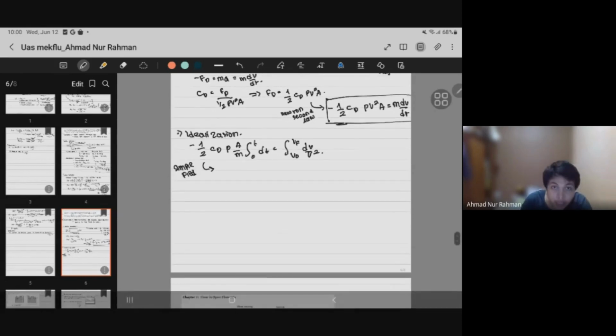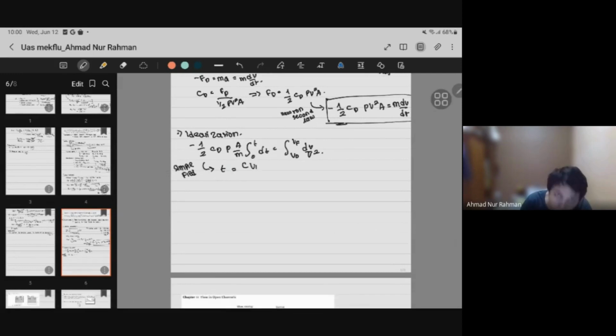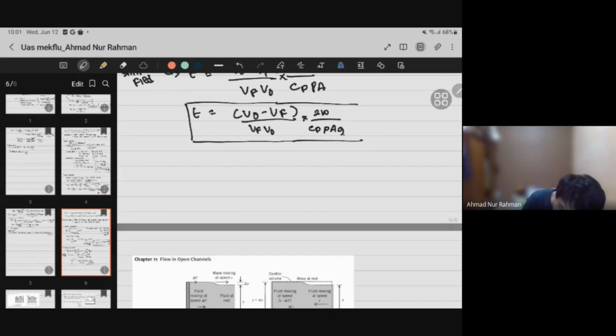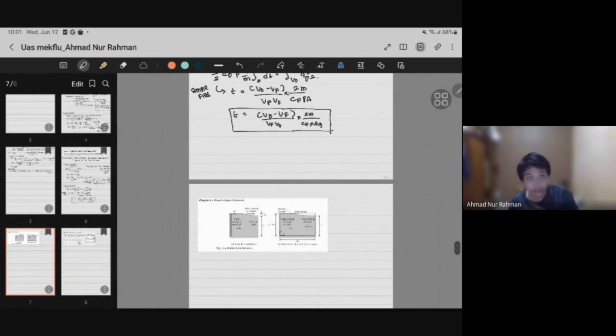We can simplify it, becoming t equals (V0 minus Vf) per Vf V0 times 2m per CD rho A. Now, this is the equation we get to find the t required to reach the speed.